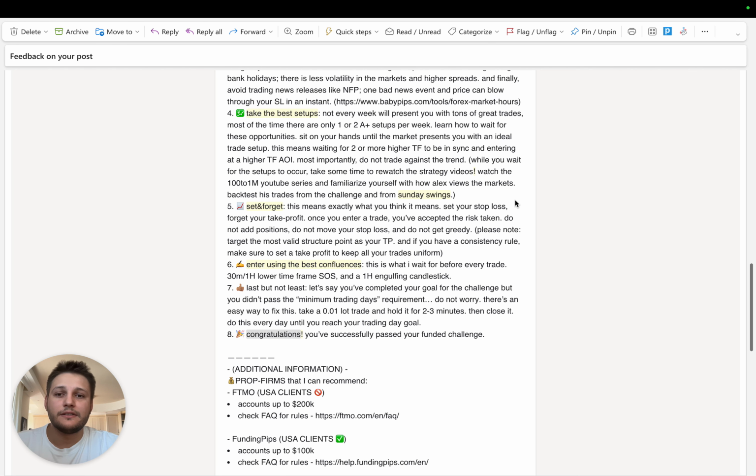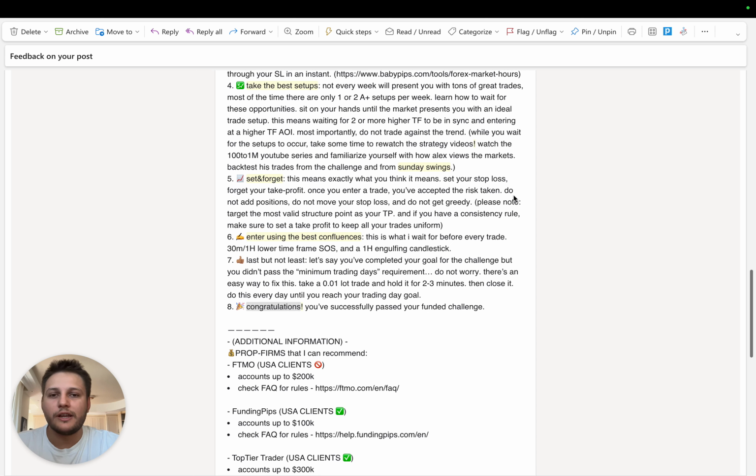Next is take the best setups. Make sure to grade your trades. Don't just trade every setup that comes to you. Don't just trade because somebody tells you it's a good setup. Make sure to do your analysis. If you're not doing an analysis every day, you're not growing.